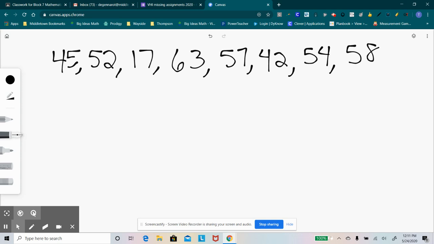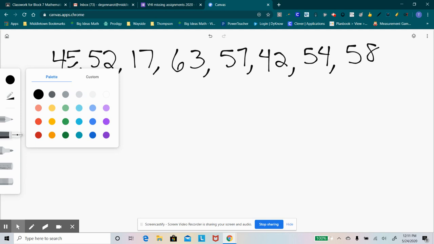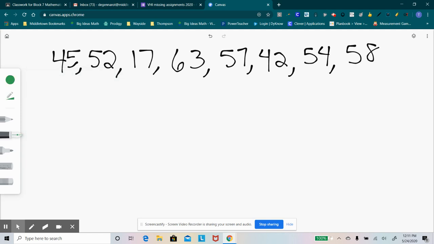Okay, so this is our data set. And the first thing we have to do is put them in order. When we find the mean, you really don't have to put them in order, but for median and mode, it would really help if we put them in order. So I'm going to change the color so we know the difference. All right, and I'm going to check them off when I get to each one.